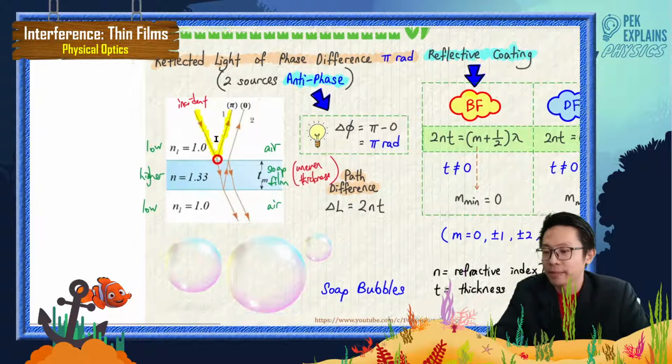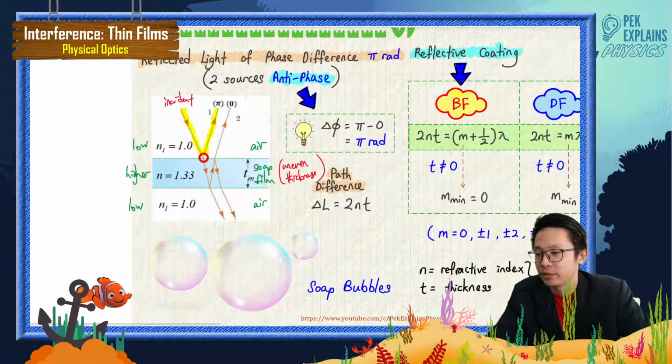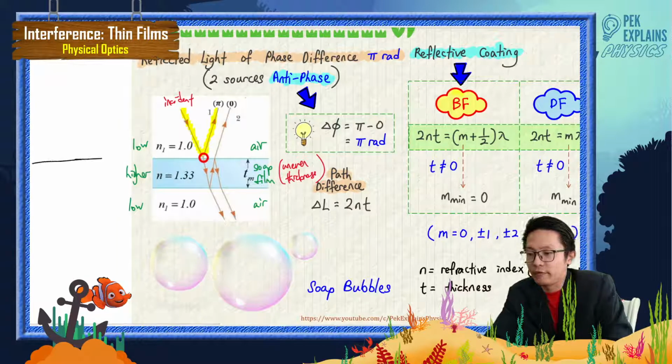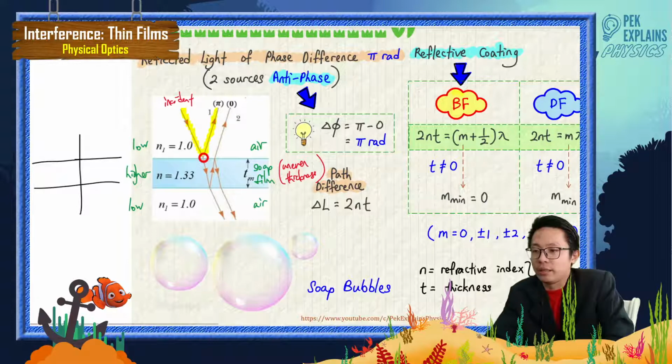Alright, okay. So I can draw two waves like that. Let me draw it out. This is the first wave and this is the second wave. The first light comes, like that. The second light also the same.